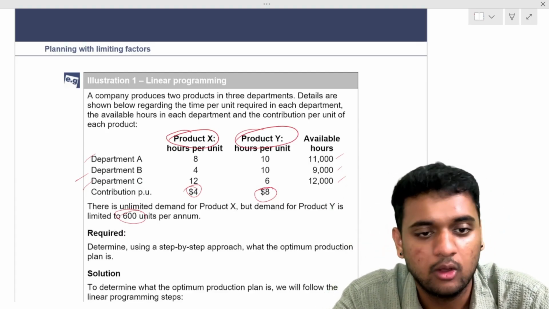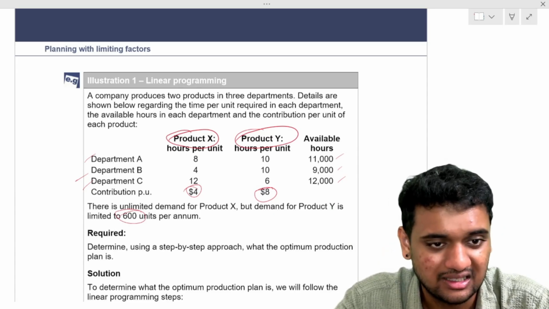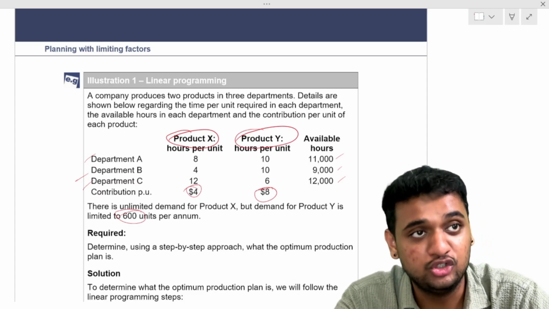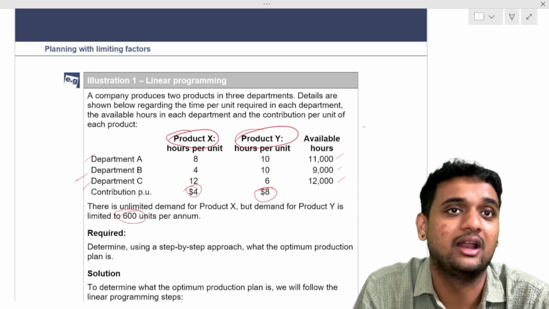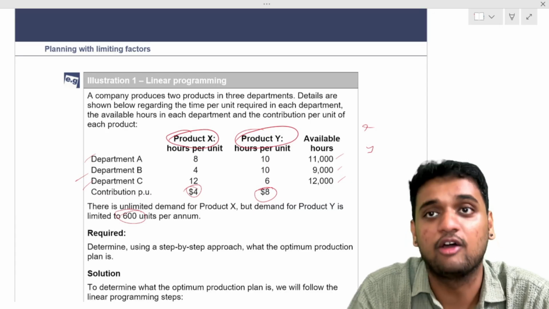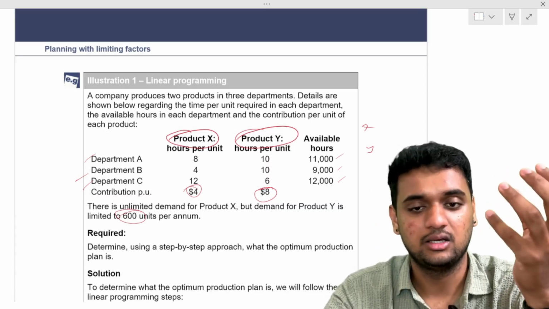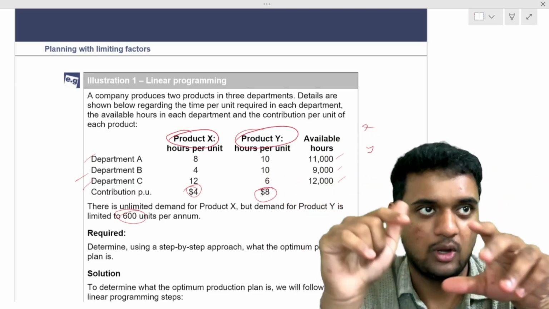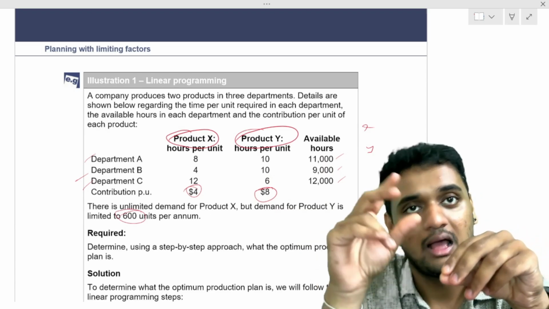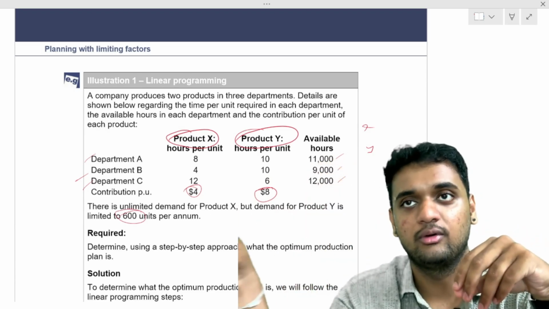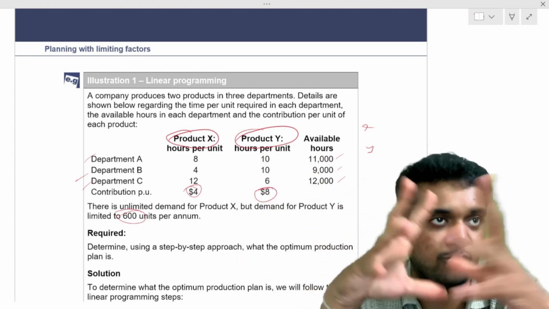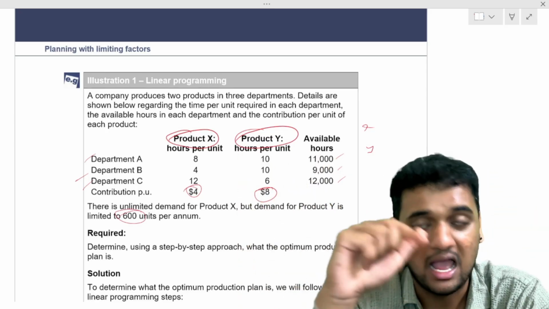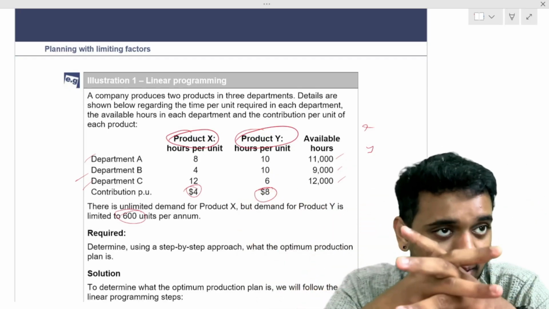Nothing else is given. What we have to do first is, we have to first take X and Y. That is, we have to assume we are producing X number of product X units and Y number of product Y units. That is, X is a random number. We don't know what the number is. That's what you have to find out. We are producing X number of iPhones and Y number of laptops. Product X will assume to be iPhone. Product Y will assume to be laptop. We are producing X number of iPhones and Y number of laptops, like that we are assuming.